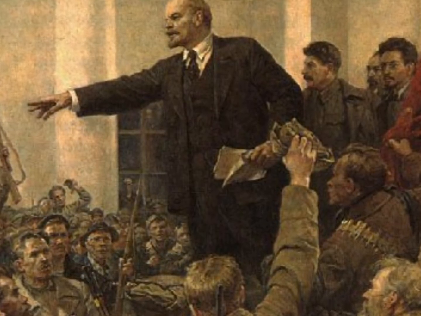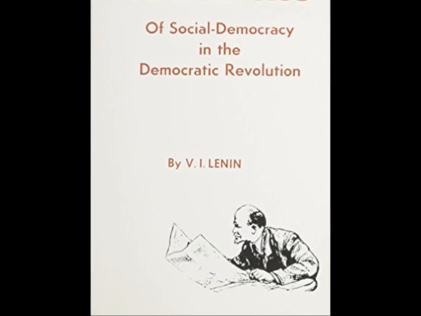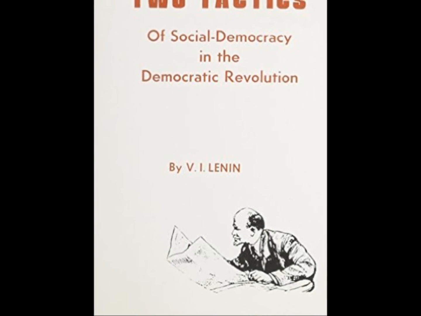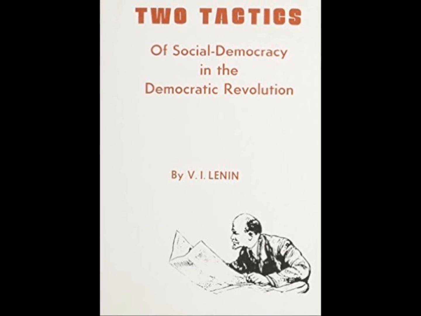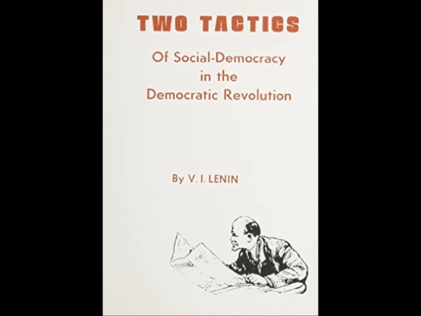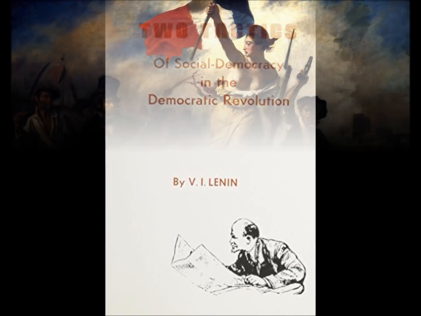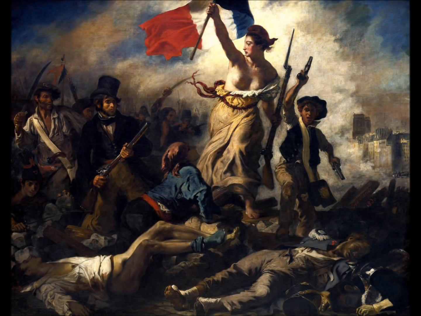Both parties agreed that the next course of action was to overthrow the monarchy and carry out the so-called bourgeois democratic revolution. This would make Russia a capitalist parliamentary democracy. However, the Mensheviks argued that the class to lead the revolution was the bourgeoisie, the capitalist class. The bourgeois class served this function in the French Revolution.